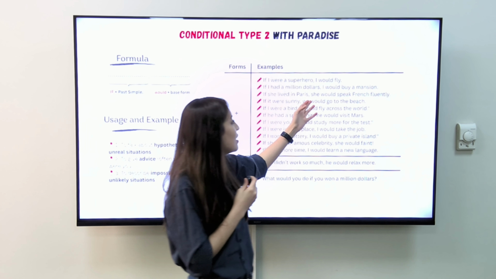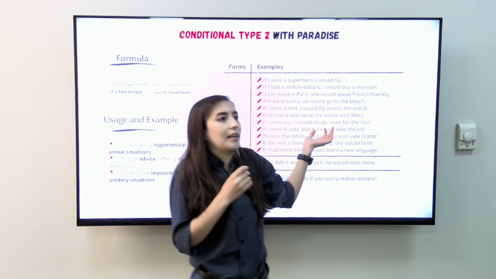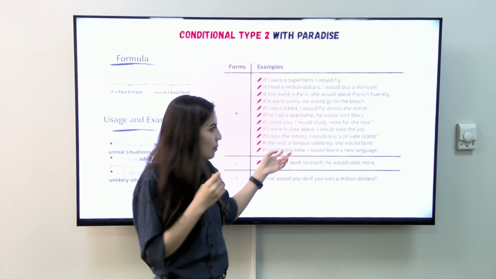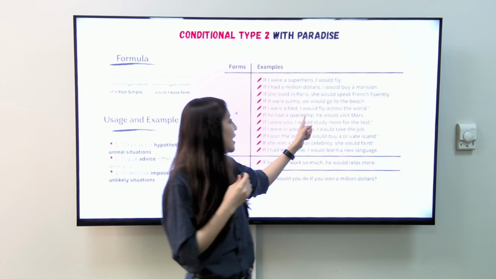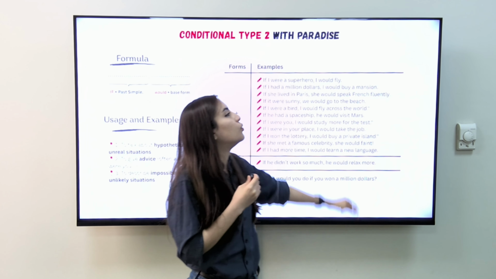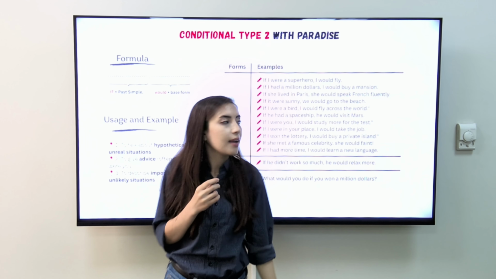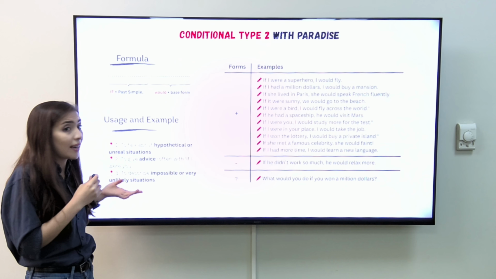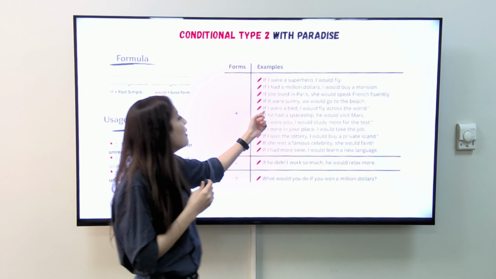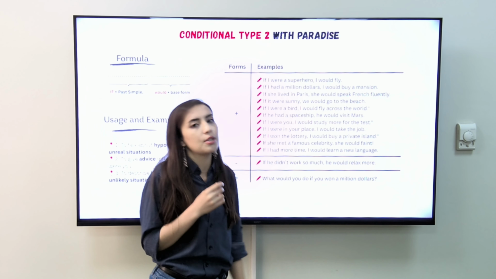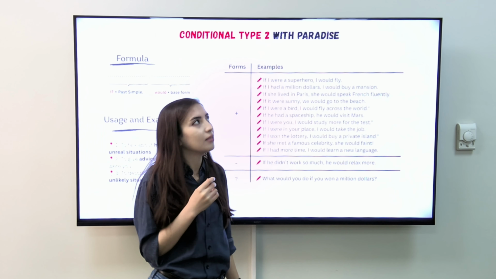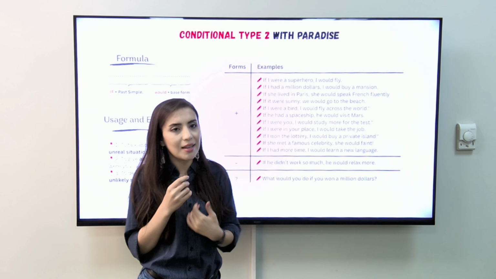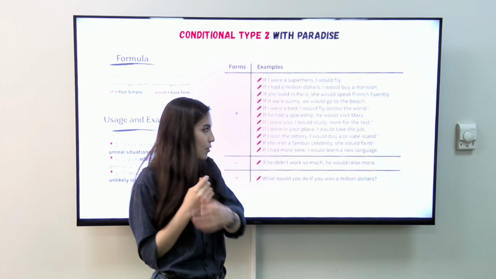If she lived in Paris, she would speak French fluently. I highly doubt it, but anyway, you see the point. If it were sunny, we would go to the beach. You see, if it were sunny, it's not, or it's very unlikely to happen. If I were a bird, I would fly across the world. Am I a bird? No, I'm not. So flying for me is not possible with my wings, of course.